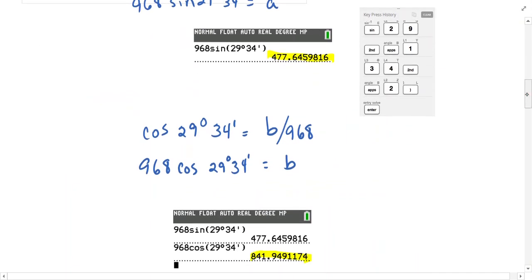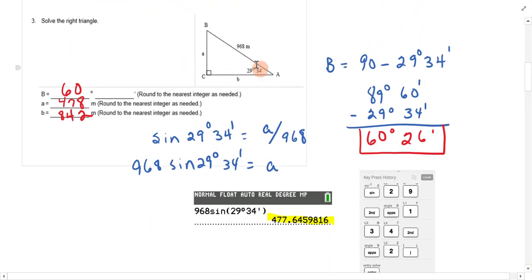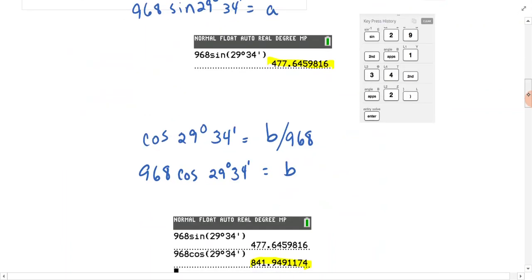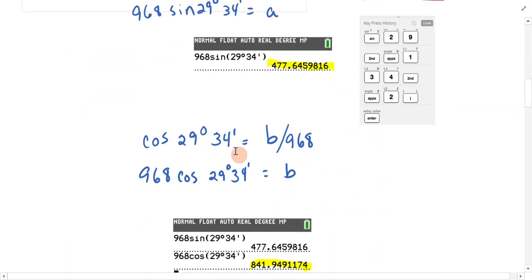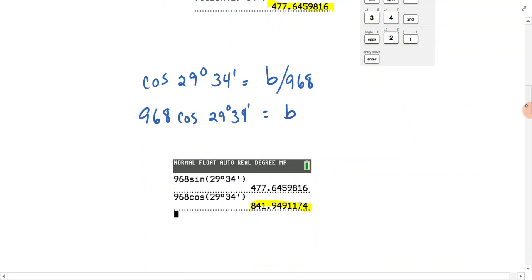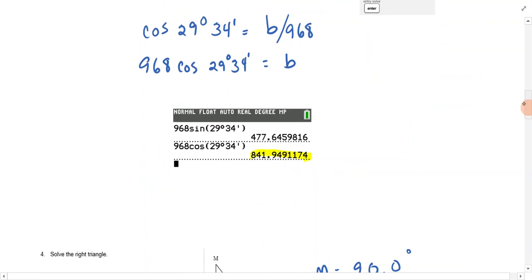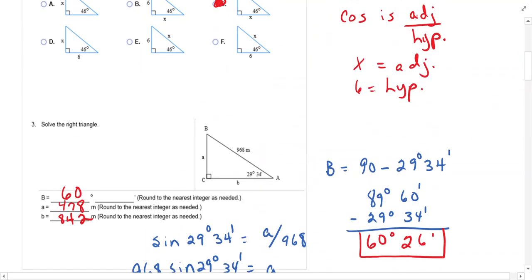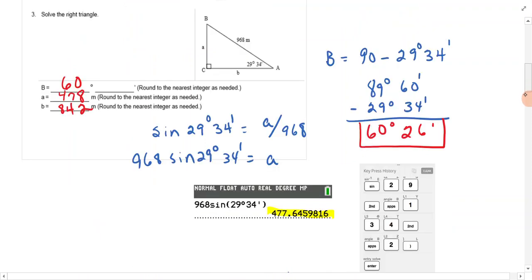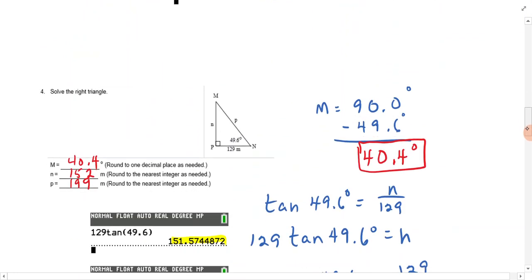If you go down and do the other piece, this is adjacent over hypotenuse. That's cosine. Cosine of 29 degrees 34 minutes is B over 968. Multiply that, then you do that one in the calculator and you get the 841. I believe they were rounding to the nearest integer. That means you're not going to have any decimal places. Round to the whole number. So that's how we did that one.